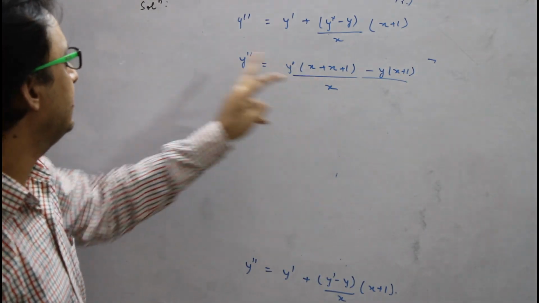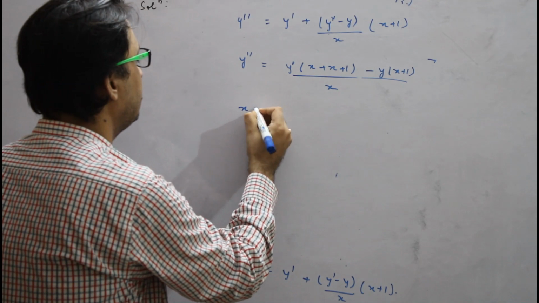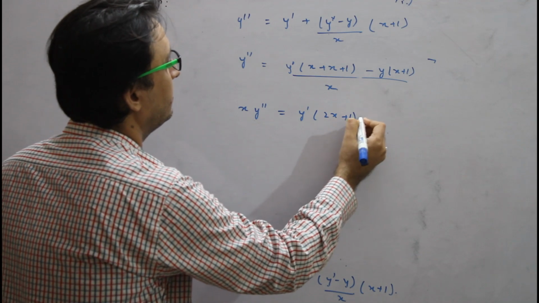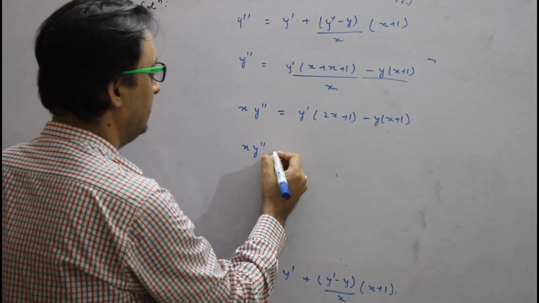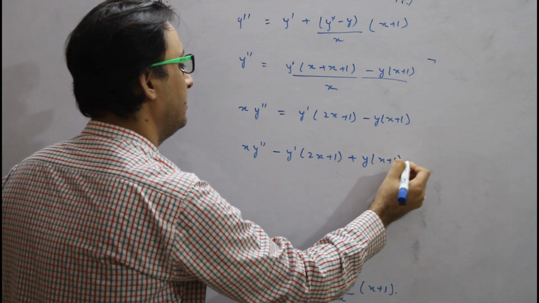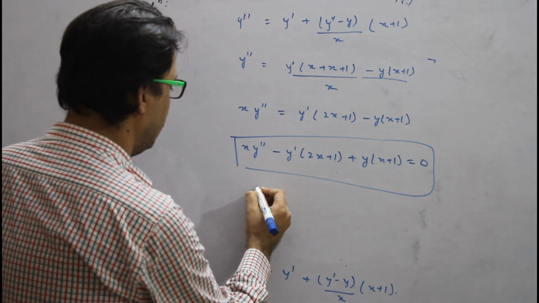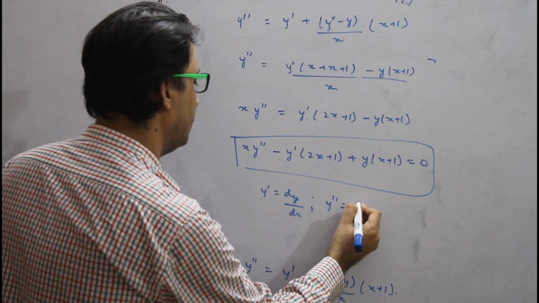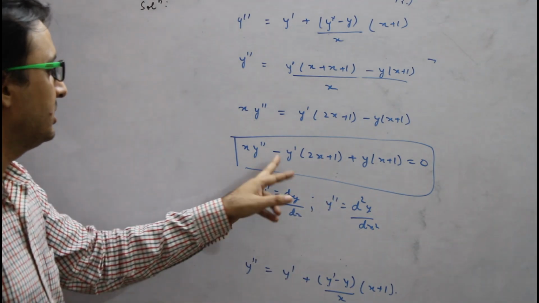If we send this x from the denominator to the numerator on this side, it becomes x y double dash is equal to y dash (2x plus 1) minus y (x plus 1). So we can write it on one side, our differential equation. So this is our answer. But we have to also say that y dash is dy by dx and y double dash is d square y by dx square, or we could have written in terms of this only. So this is our final answer.